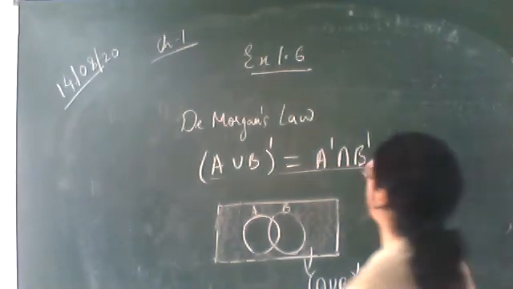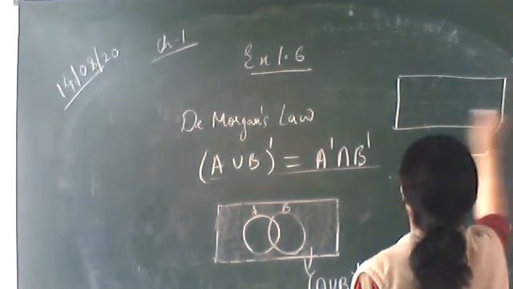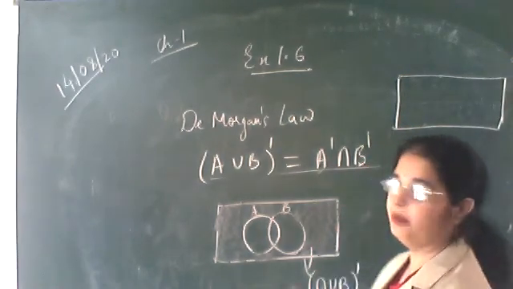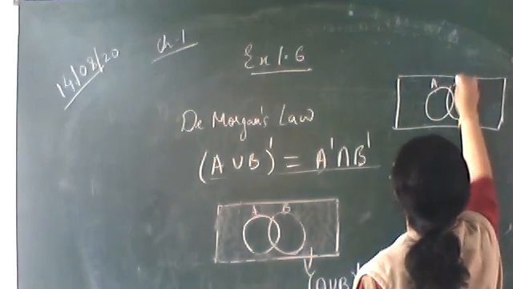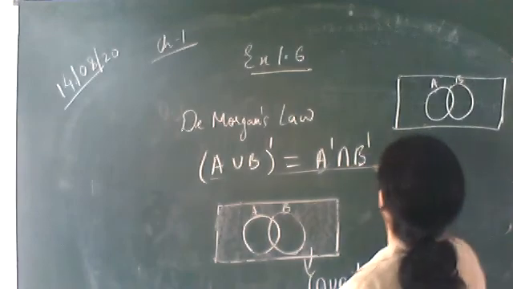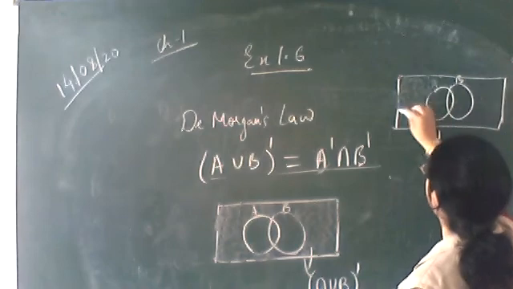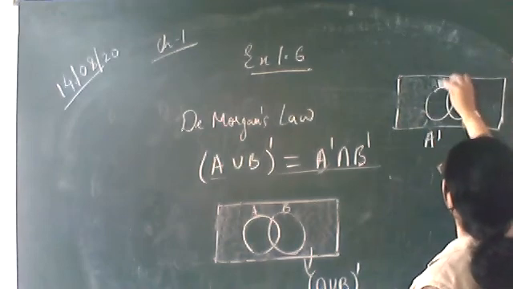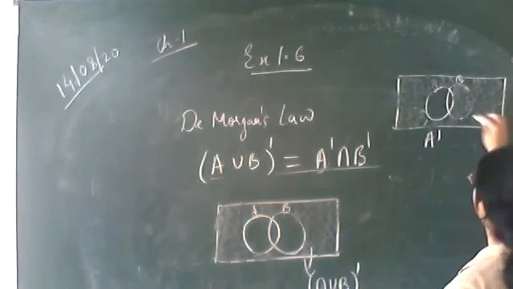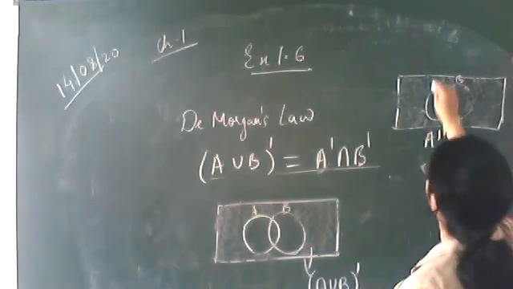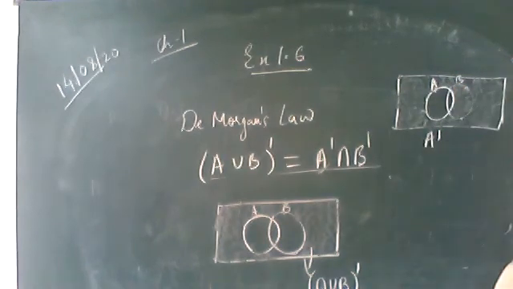Now come to the RHS. Just see the set. First of all we will find A complement. This is your A, this is your B. Now I will shade only A complement. A complement means leaving A, everything else. So this common part will not come. All the part of B will come, but the common part will not come. This is your A complement. Is it clear?